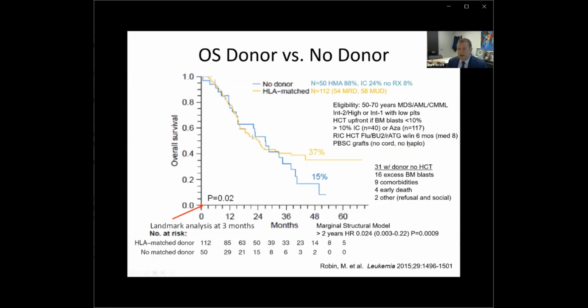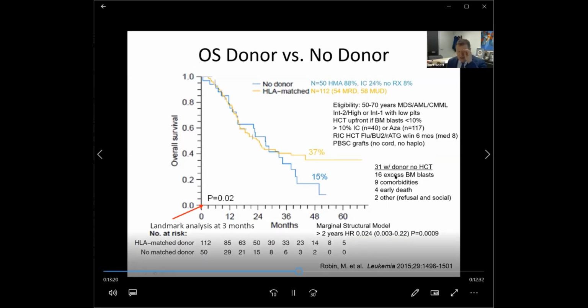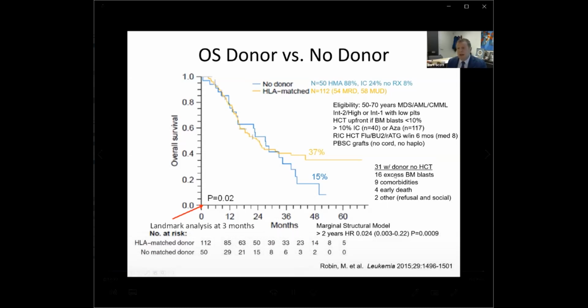This was an intent to treat analysis. So if you had a donor, you went into this donor group, whether you received transplant or not. There were 31 patients who had a donor that actually did not get the transplant. And it's mostly because they had refractory disease. They had progressive disease. So if patients are rapidly progressing, you can't go into the transplant. So that would essentially mean that the induction chemotherapy, which is IC here, or the azacitidine, really didn't work to control their disease. But as I said, it's intent to treat.